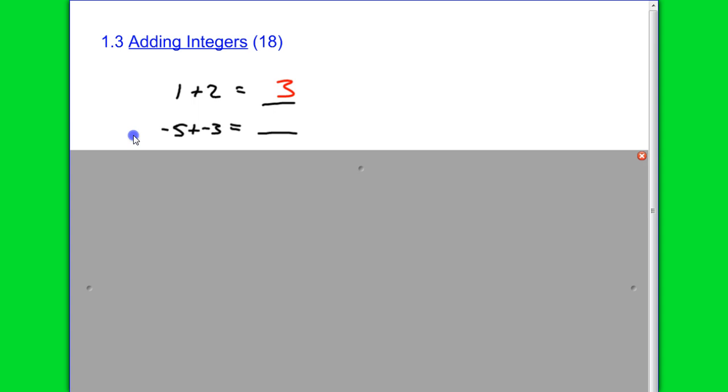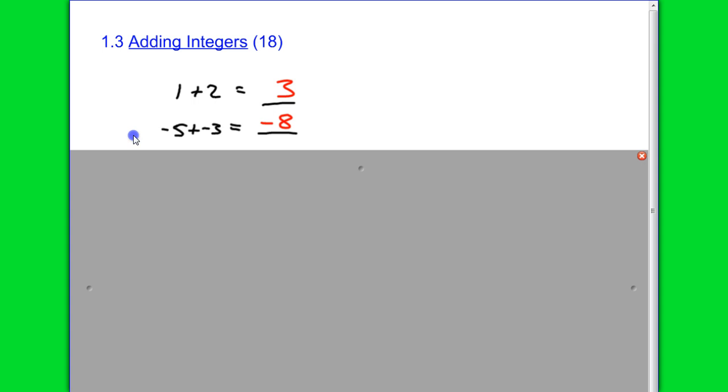Does that feel kind of logical too? When we multiply two negatives, what do we get? Positive. But in this case, we're adding. So something slightly different than that. And Luca? Negative 8. Very good. Negative 8. So what did you do to get negative 8?